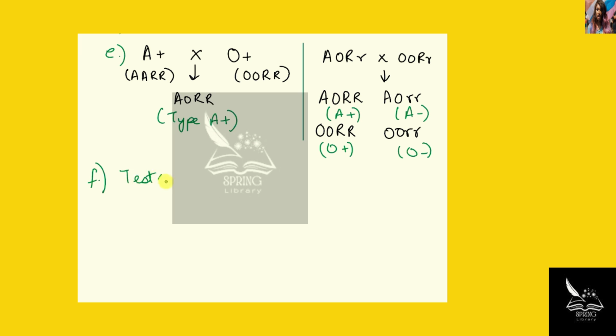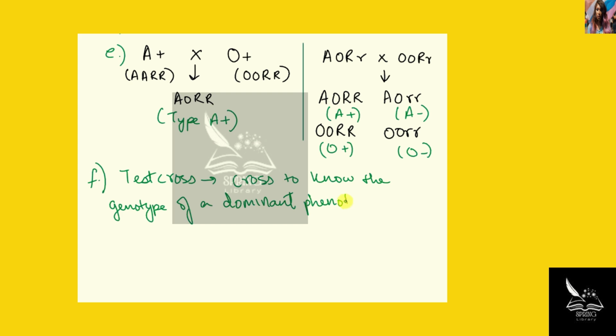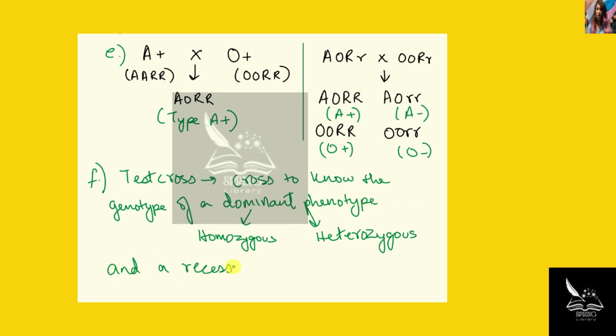A test cross is a cross to know the genotype of a dominant phenotype, because this dominant phenotype can either be homozygous or it can be heterozygous. So in order to know whether it is homozygous dominant or heterozygous dominant, a test cross is performed between a dominant trait and a recessive trait.